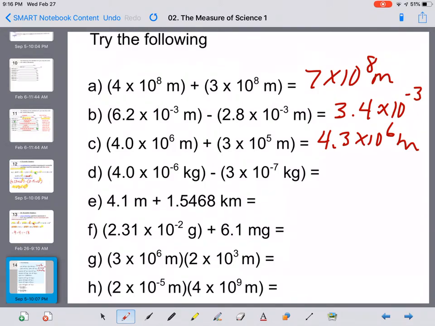Likewise, in the next one, I can subtract. So keep in mind now, the 3 times 10 to the negative 7, that value is going to want to move to the left 7 places. So it's going to start here and head in that direction 7 places, which means if I moved it just once, I'm going to get negative 6. So now I'm doing 4 minus 0.3, and I'm getting 3.7 times 10 to the negative 6 kilograms.